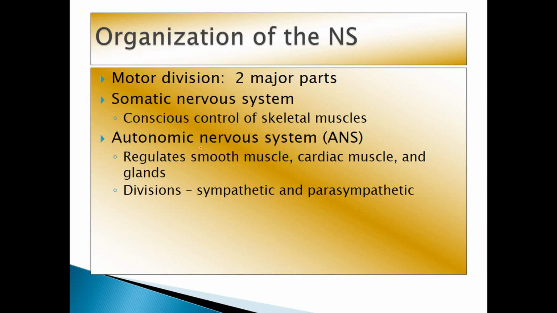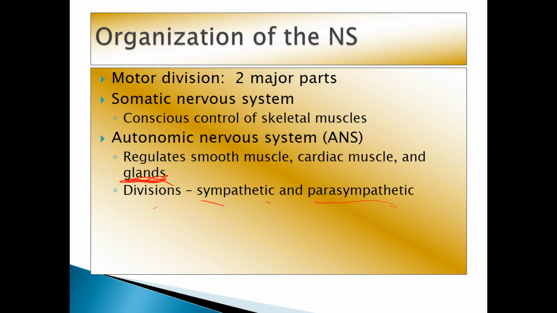And then we have the ANS, our autonomic nervous system. And that's going to hit smooth muscle, cardiac muscle, and glands. So don't forget the glands part. Now, think of it this way. We're going to have autonomic nervous system that will hit smooth muscle to tell it to contract, and another to tell it to relax. So we have 2 antagonistic divisions of the ANS, the sympathetic and the parasympathetic.